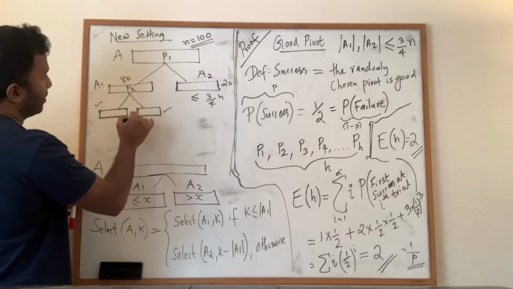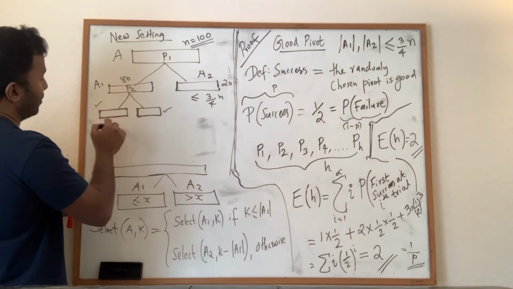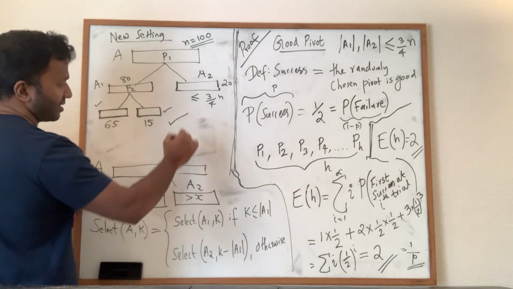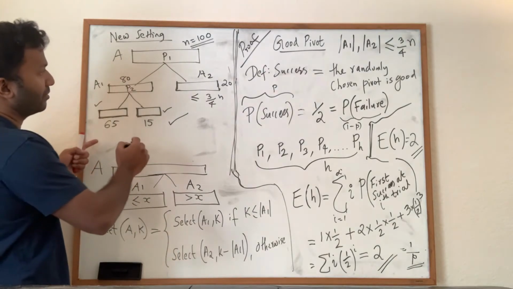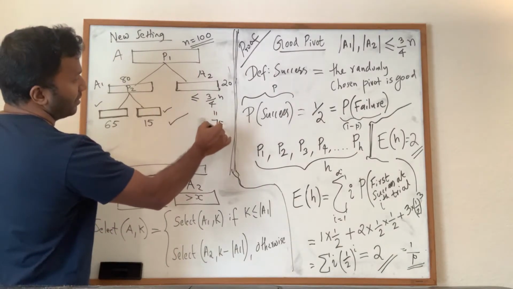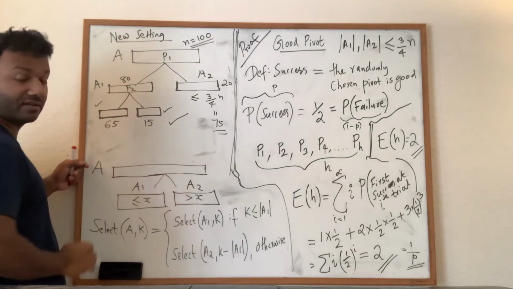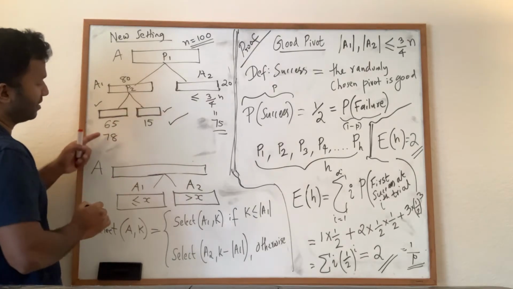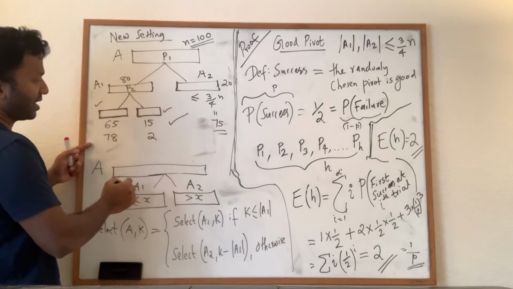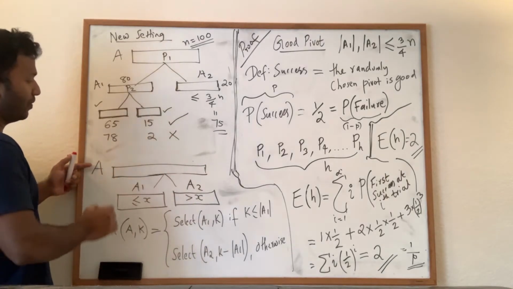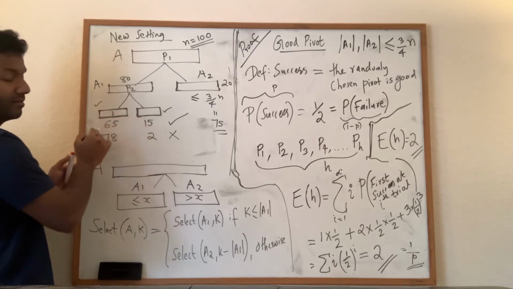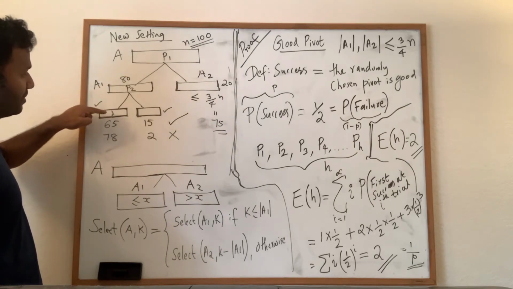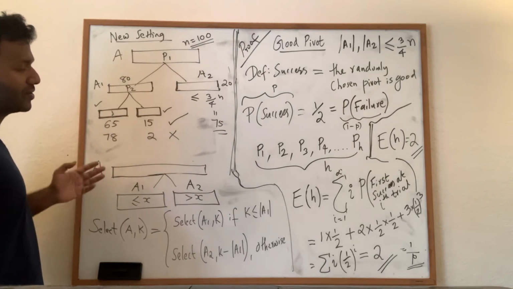So for example, if there are only 80 elements here, then 65 and 15 is a success, right? Because 3n/4 is 75, and now when I see 65 and 15, it's a success. But a failure means, for example, let's say 78 elements came here and just 2 elements came here. Then this is a failure. What I will do is split this array again into two subarrays by choosing the next pivot from this one. Okay, so on and so forth.